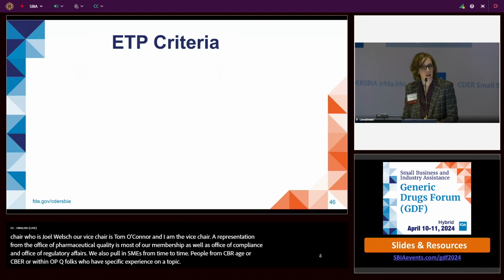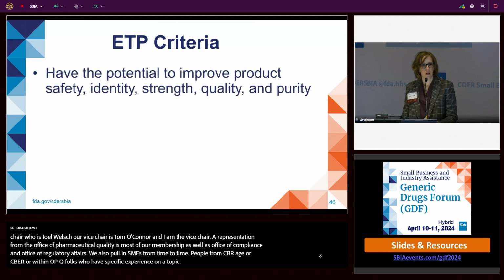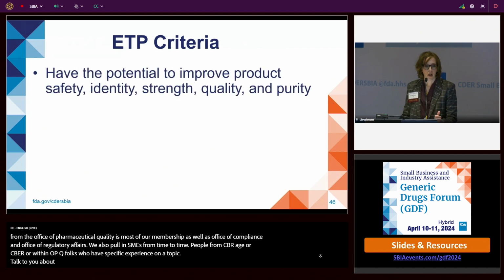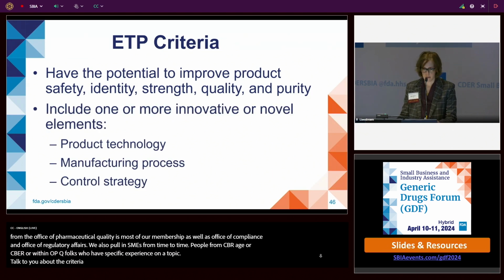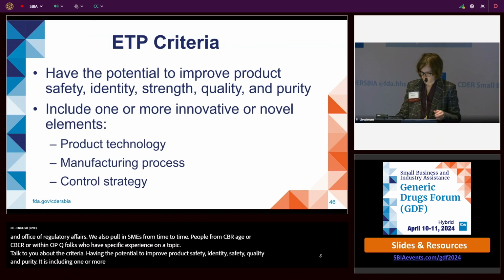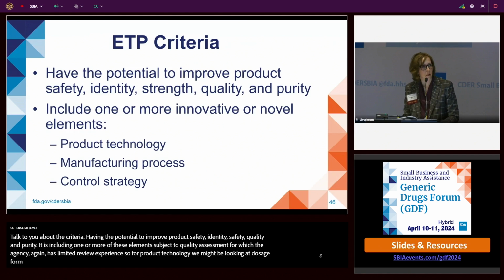Talk to you about the criteria for ETP. So having the potential to improve product safety, identity, strength, quality, and purity. And so it's including one or more of these elements subject to quality assessment for which the agency, again, has maybe limited review experience. So for product technology, we might be looking at dosage form or container closure systems. Manufacturing process might be design, scale up or life cycle approaches, and control strategy, maybe testing technology or process controls.